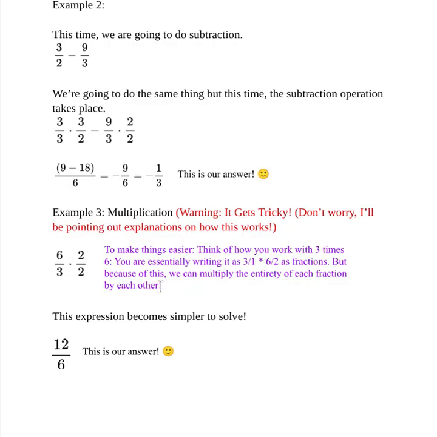And again, just to make things easier, you're doing 3 over 1 times 4 over 1, which is 3 times 4 in general. But if you do it with fractions, that's going to be a little bit of a different story. We're multiplying the entirety of every fraction, which is why we have 6 times 2 is 12 over 3 times 2 is 6. So therefore we get our answer here.